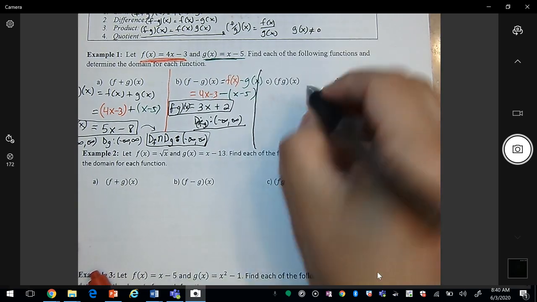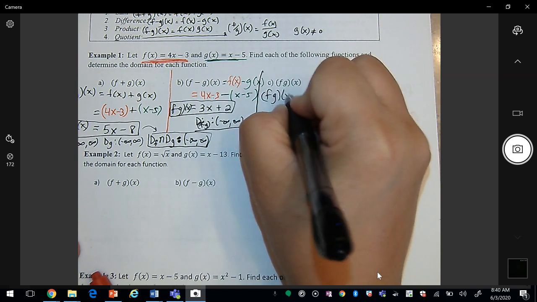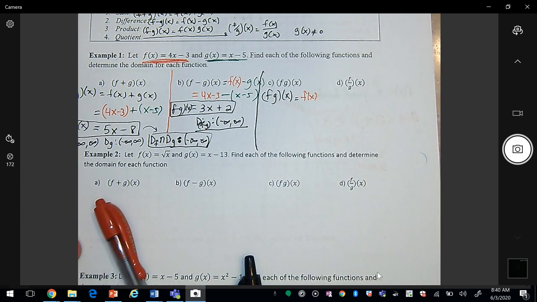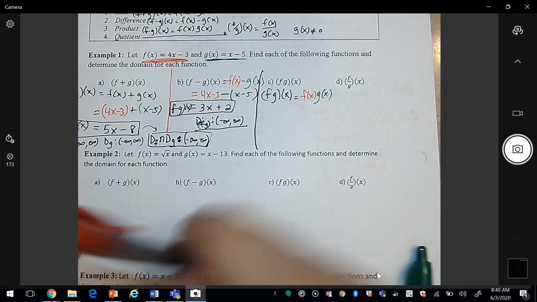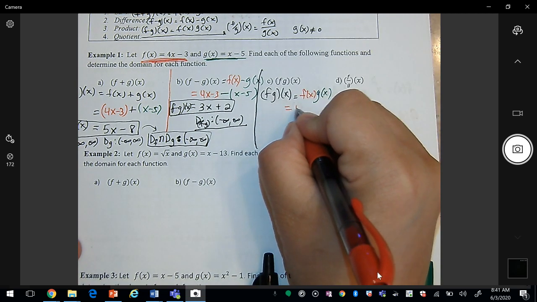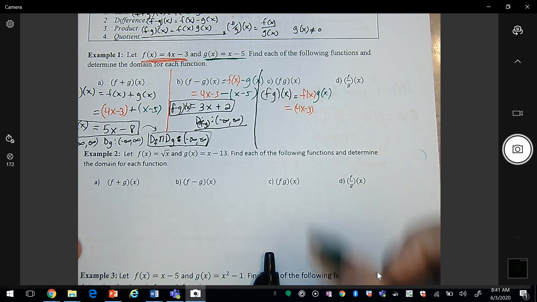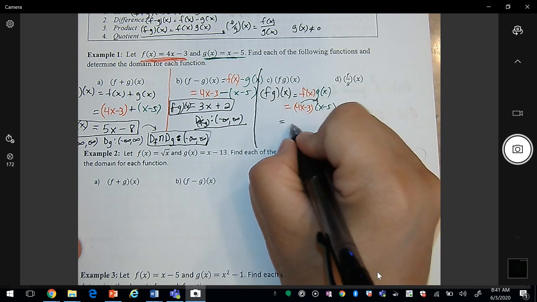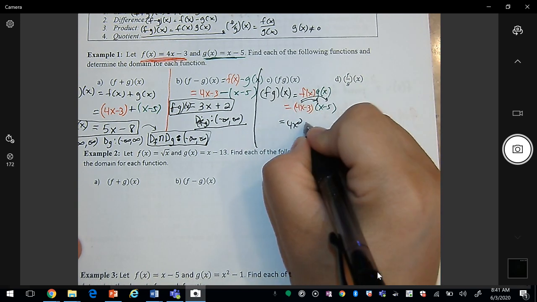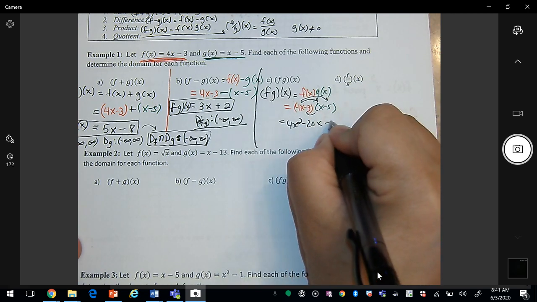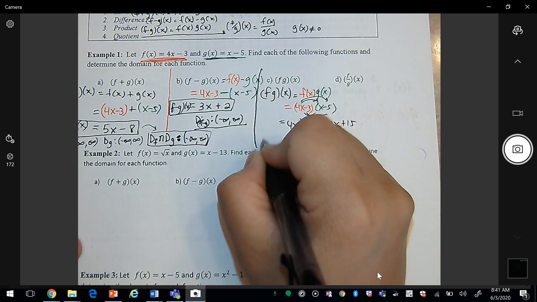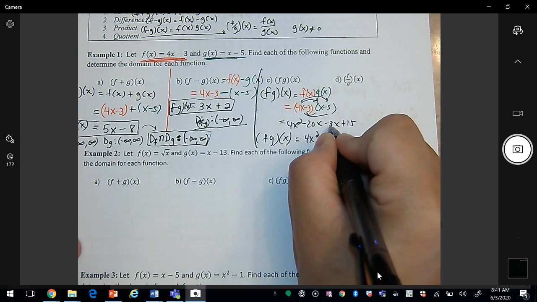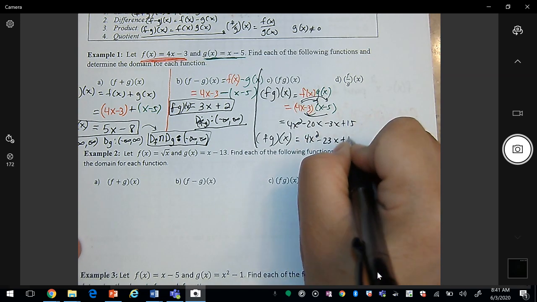Okay, letter C, we have the product. So I can rewrite this as f of x times g of x. f of x is 4x minus 3, and g of x is x minus 5. 4x times x is 4x squared. 4x times negative 5 is negative 20x, minus 3x plus 15. So the product is equal to 4x squared, negative 20x minus 3x is negative 23x, plus 15.